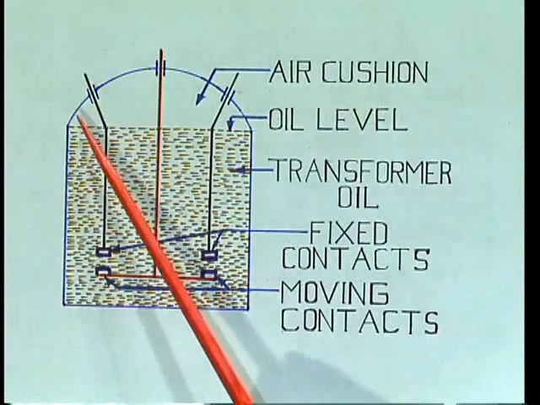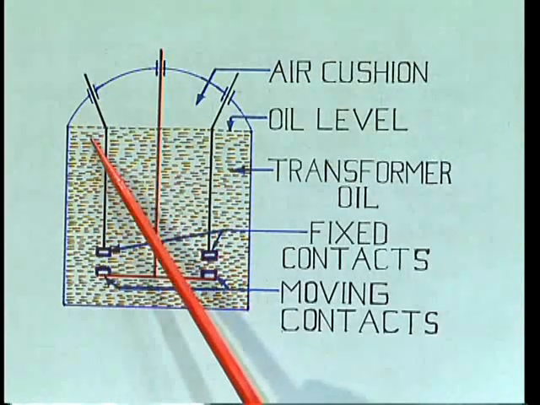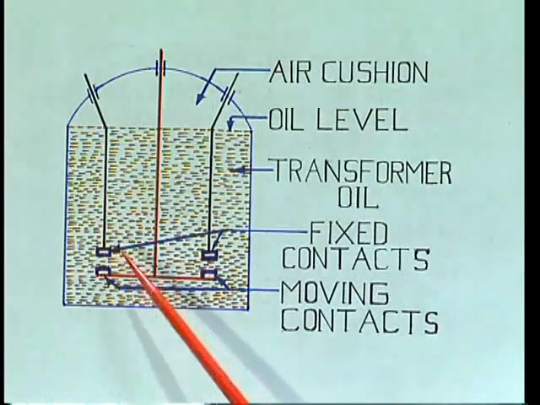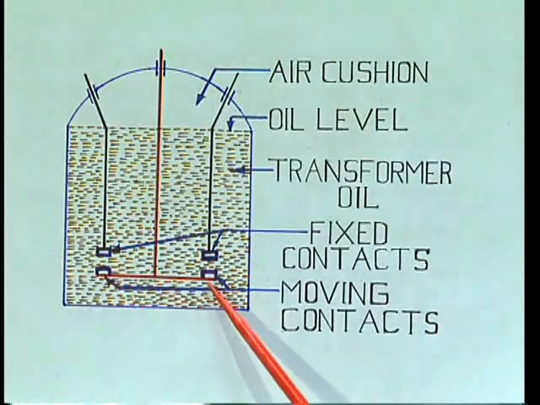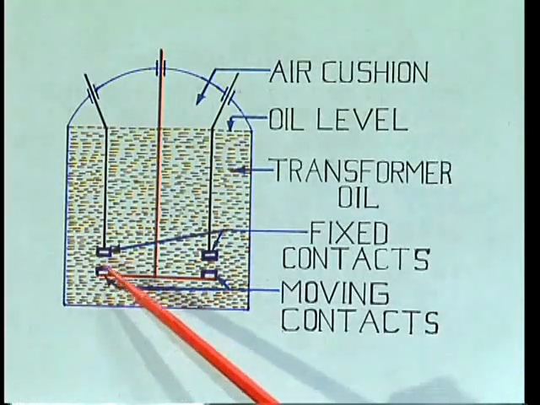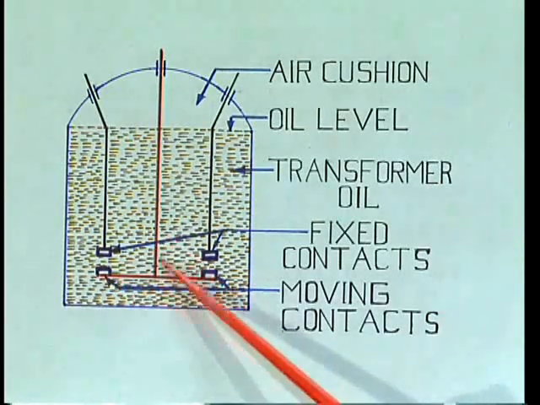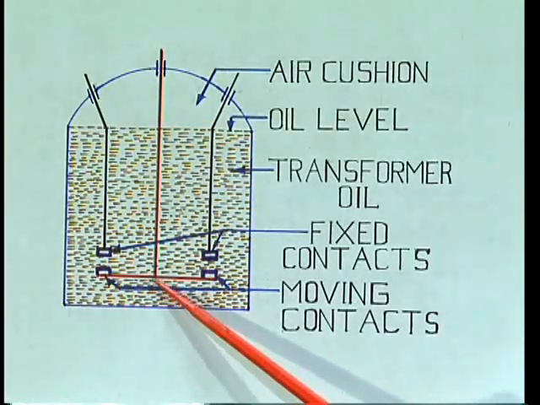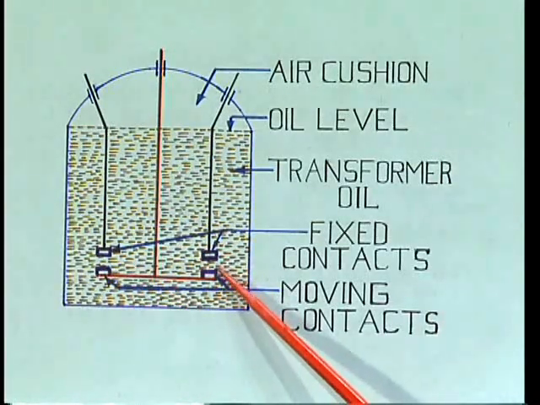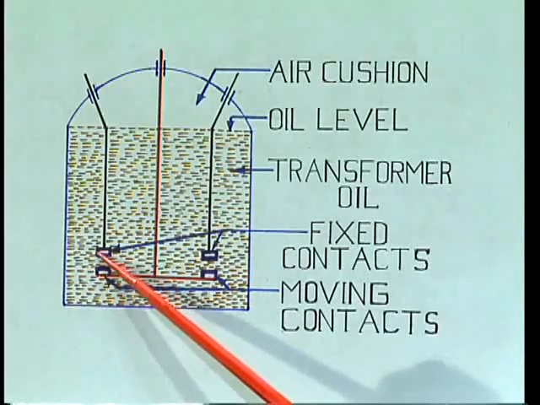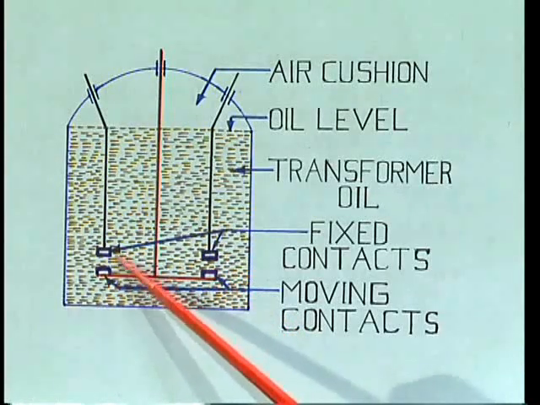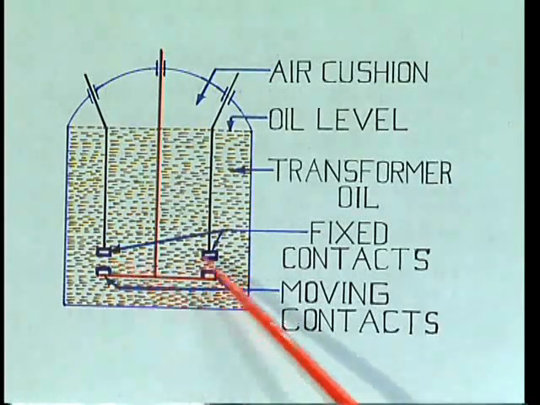Whenever a short circuit occurs in the system, due to the short circuit current, that means heavy current, the protective system operates and pulls down the moving contacts. Therefore an arc is established between the contacts of the circuit breaker. Here double break means one break here and one break here, and these two breaks are in series. So an arc is struck between here and here.